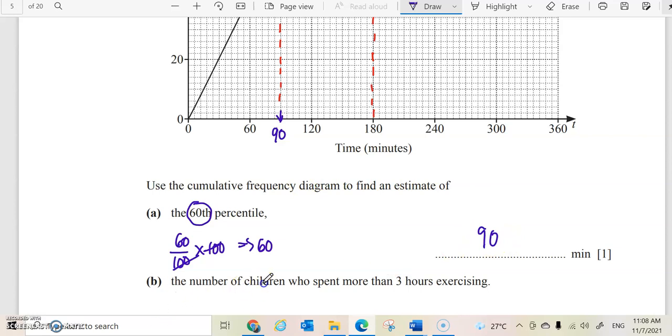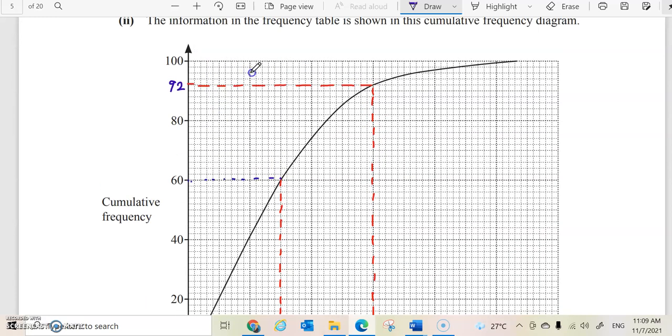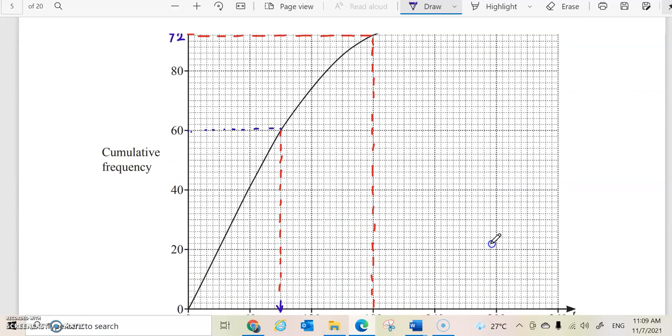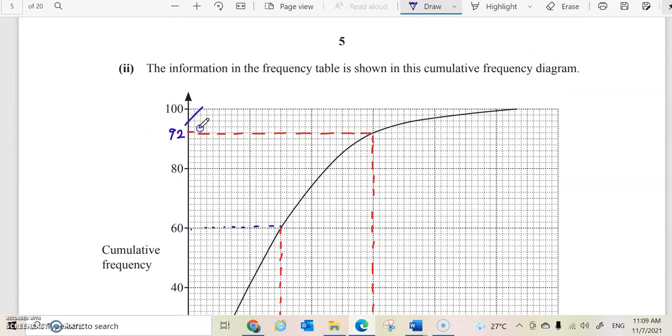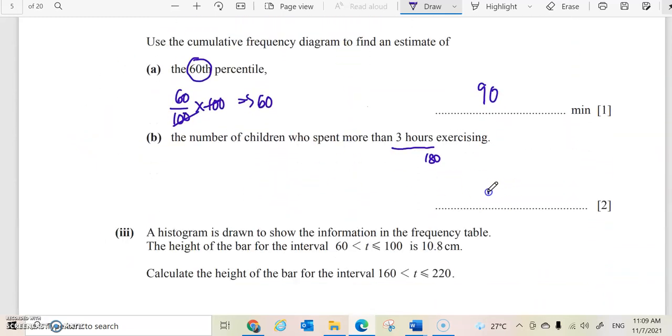Okay, next question, the number of children who spend more than 3 hours exercising. 3 hours is 180 minutes. So pada paksi X ni, kita akan cari 3 hours 180 minutes. Kita gerakkan sampailah kena pada 92 here. So 92, dia nak bilangan more than 3 hours. So more than maknanya di atas ni. Ni semua inilah more than 3 hours. Okay. Yang ambil masa lebih daripada 3 jam lah. So maknanya 100 minus 92. So 8 children altogether.